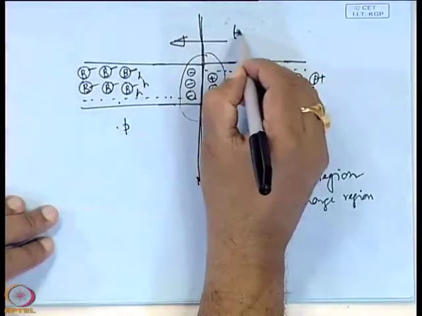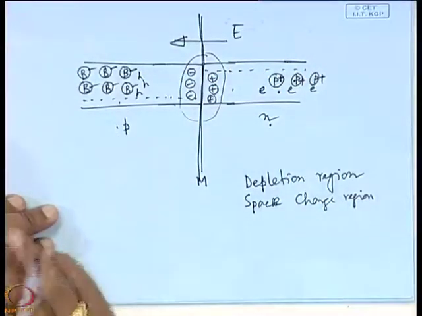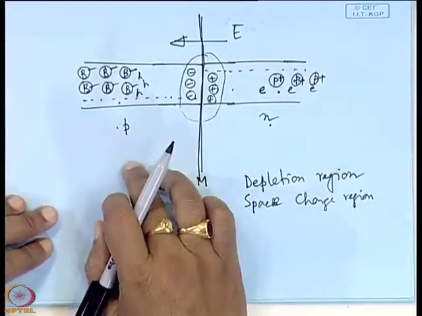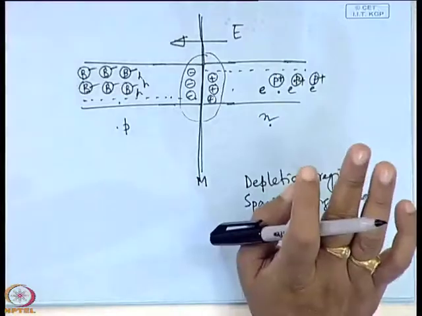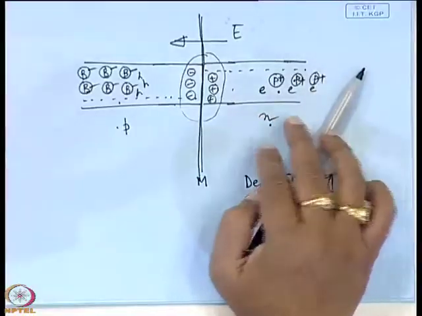So, the electric field will be generated, and that electric field will prevent further diffusion of charge carriers from the N region to the P region, or from the P region to the N region. That means when the electric field is generated, a built-in potential will also be generated because of that field. Okay. So, diffusion will be stopped.